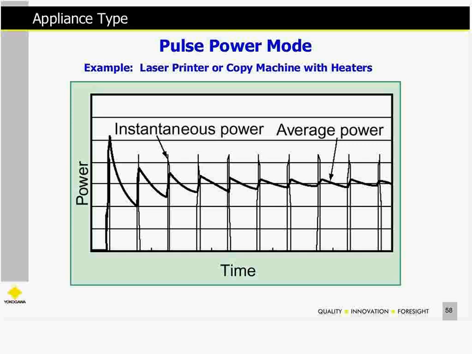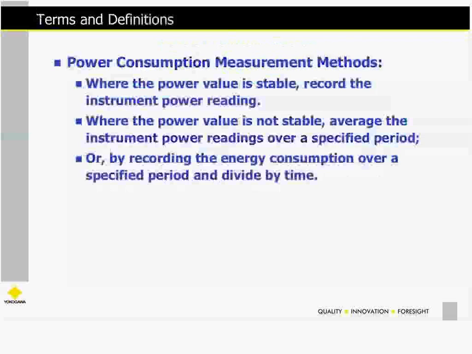Now, standby power, here's what I like to show you is a pulse mode of power. And think about something like a laser printer or copy machine. It's got heaters in it that are always cycling off and on. And we get these instantaneous power bursts when the heaters turn on, then they turn off, and we get another boost of power. And so things are always turning off and on, and we have to average this over time. And so, when we look at this, we're going to average out that power reading.